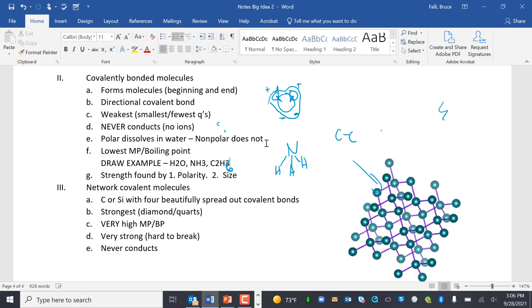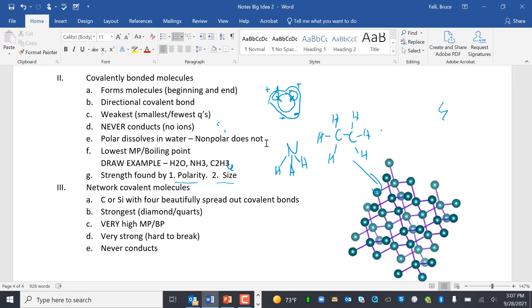And then C2H6. Oh, no, I didn't. Oh, yeah, I did. C2H6. The strength is found by the polarity and then the size.